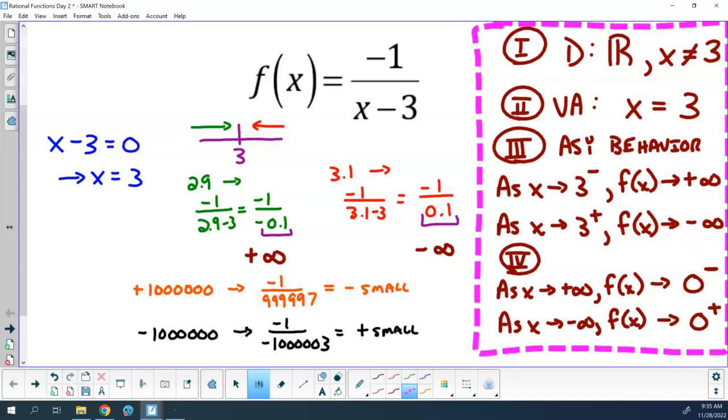On the right side of my graph, the function is approaching 0 from the bottom, and the left side is approaching 0 from above. That's what that's all saying. We're basically graphing here without actually graphing.